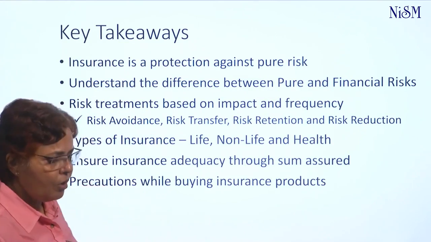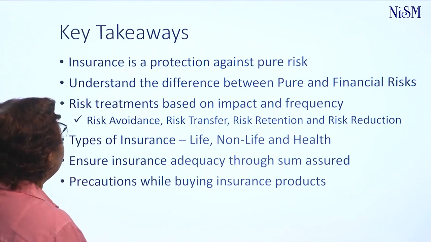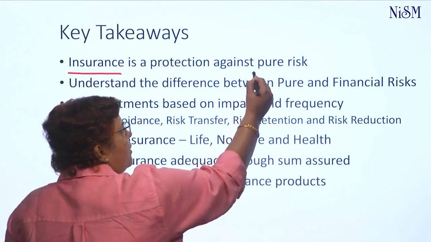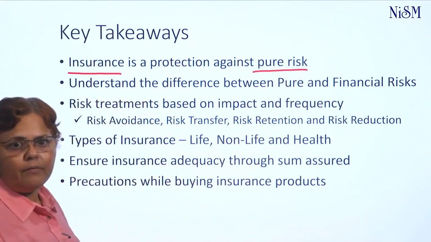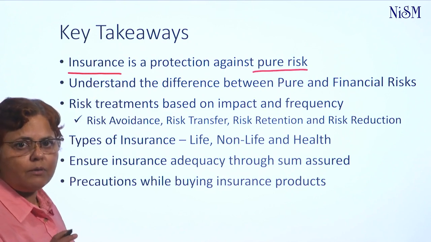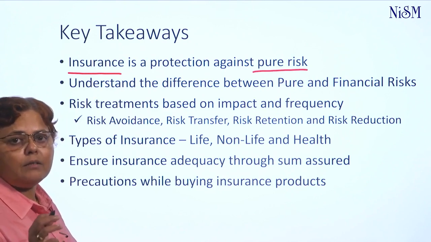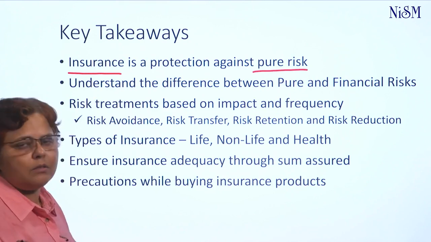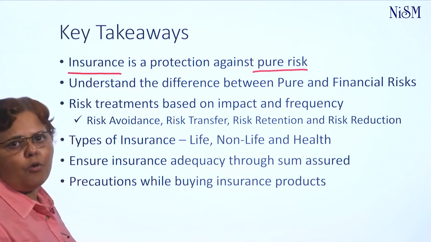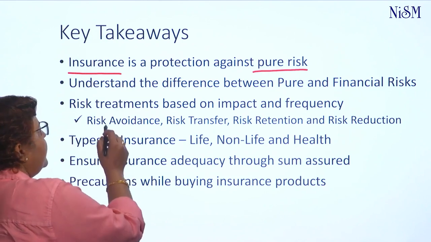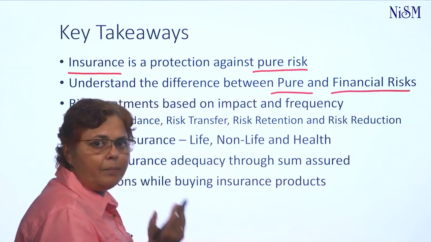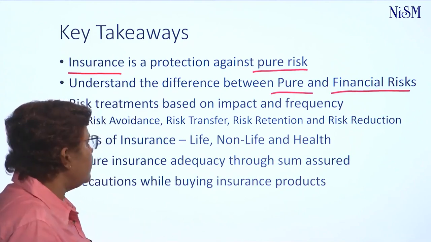Let us see what all we have actually seen here. So, insurance is given only against pure risk. It is not given for any financial risk, it is given only for pure risk. And what is pure risk? Where the instance gives only losses, there is no possibility of gain, those are called pure risks. Understanding the difference between pure and financial risk: there can be gain or loss in financial risk, in pure risk only loss.